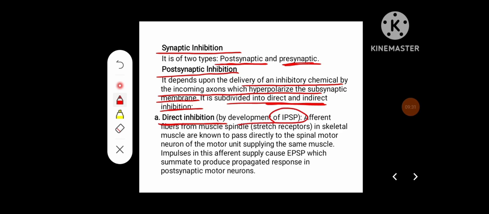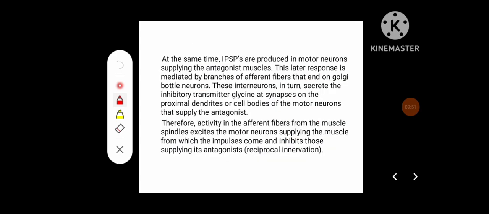For example, afferent fibers from the muscle spindle in skeletal muscles are known to pass directly to the spinal motor neuron of the motor unit supplying the same nerve in a stretch reflex. Impulses in this afferent supply cause EPSP, which summate to produce a propagated response in the postsynaptic motor neuron. But at the same time, IPSPs are produced in the motor neurons supplying the antagonist muscles. This latter response is mediated by branches of afferent fibers that end on Golgi bottle neurons or interneurons.